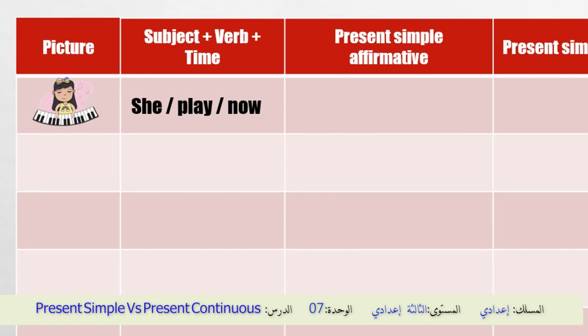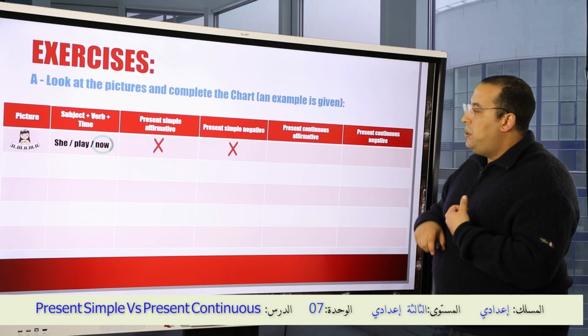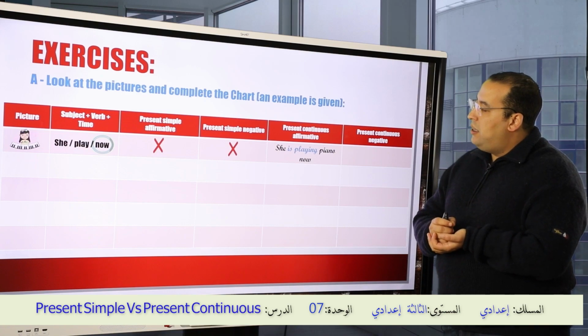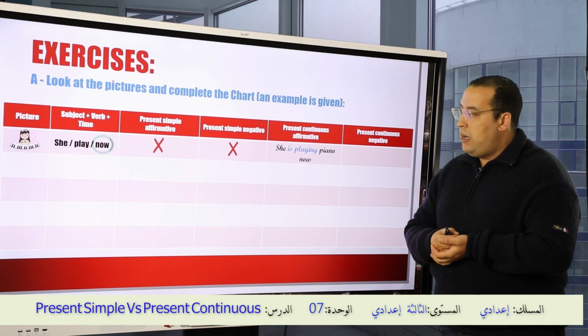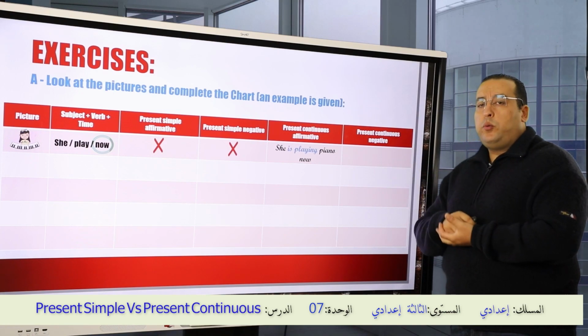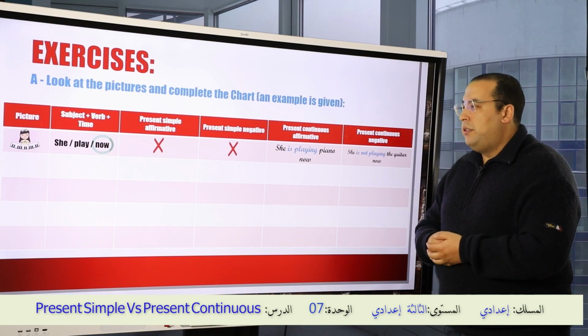When we have time, that means now or at this moment, we use the present continuous, not the present simple. So for the time we have now, this is the most important part, which means the present simple is not going to be used in this case because we are talking about something happening right now. So we should use the present continuous, affirmative and negative. So the affirmative form of the present continuous in this case, to describe this image: she is playing piano now. So the verb is in the present continuous affirmative. And we should give another one to go in the same context. She is not playing the guitar now, for instance.